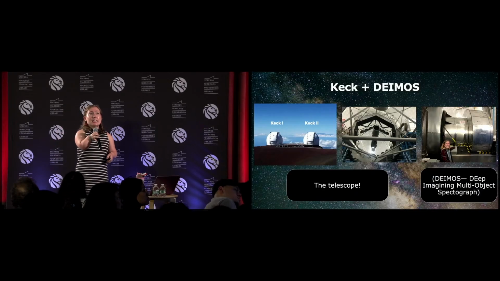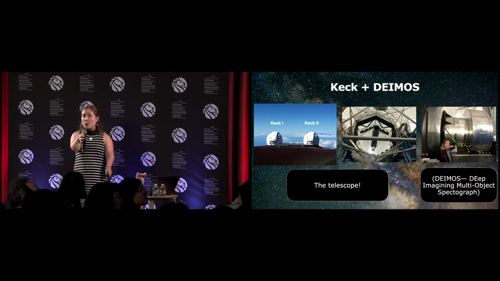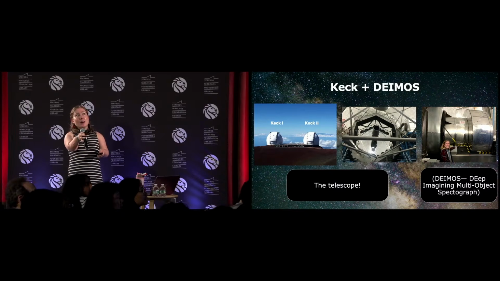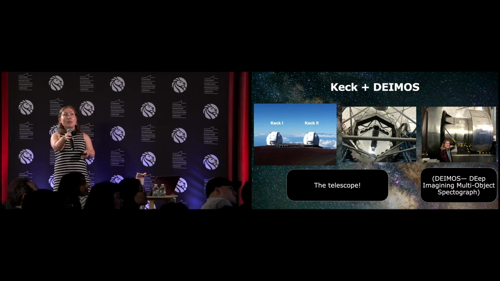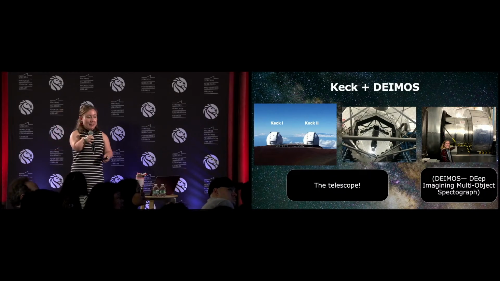The instruments and telescope that I use are the Keck telescope and the Deimos spectrograph. On the left are the Keck 1 and Keck 2 telescopes. They are identical telescopes, but they have different instruments on them. In the middle is what Keck 2 looks like. And on the right is me with Deimos. I know I am small, but Deimos is quite big.